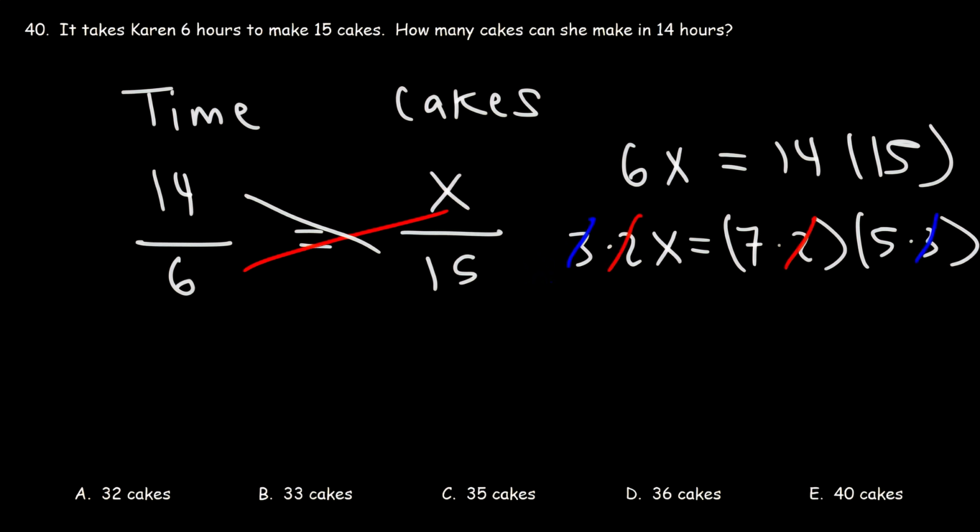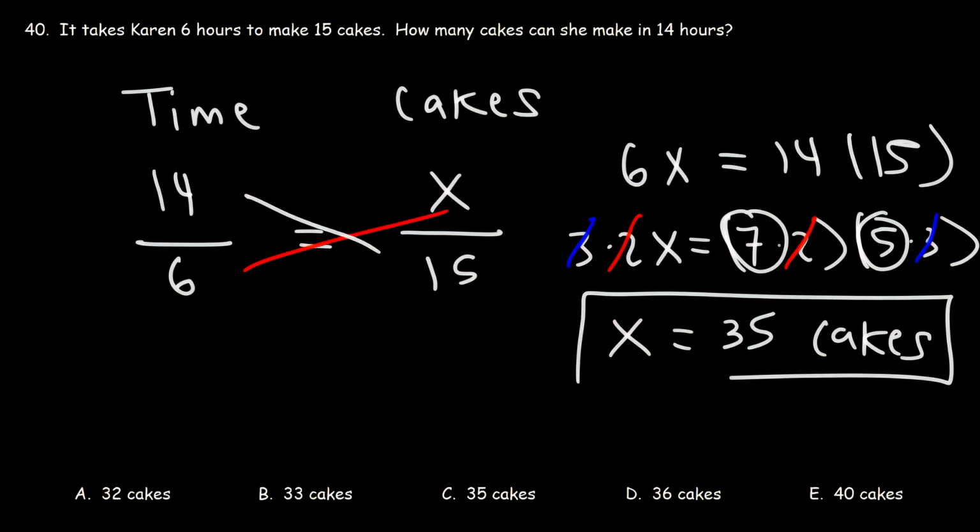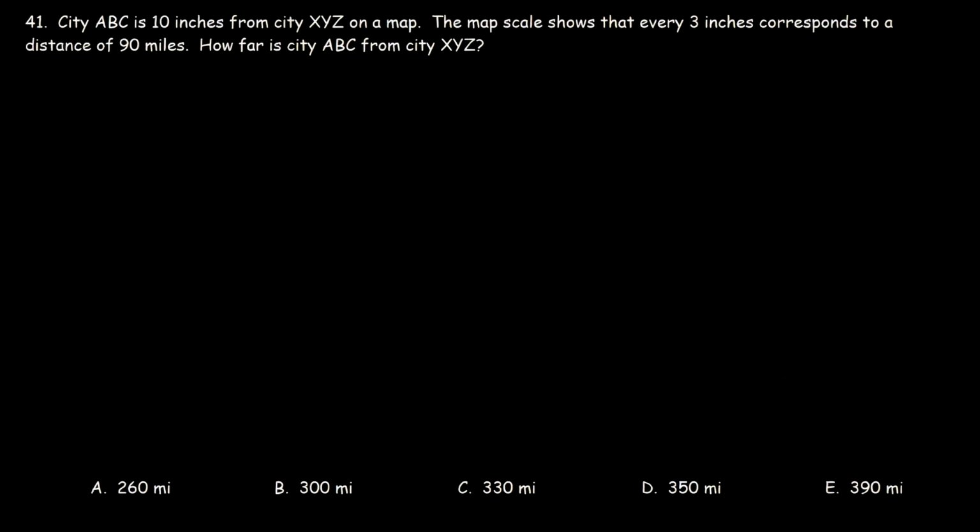So on the left side, all we have is x. And on the right side, 7 times 5. 7 times 5 is 35. So she can make 35 cakes in a time period of 14 hours. So C is the right answer.